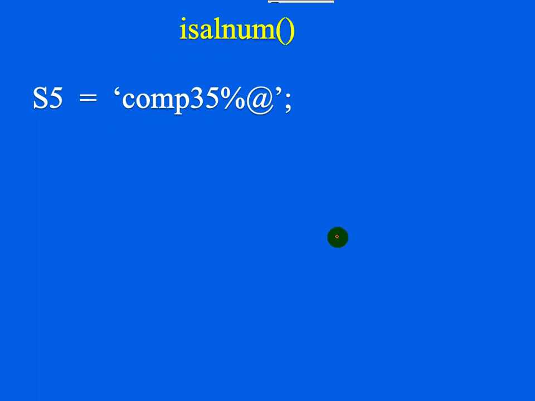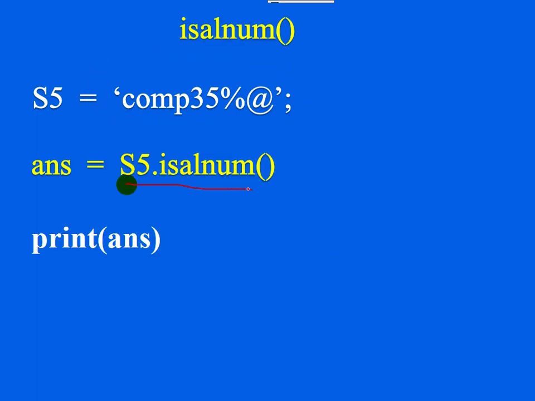So if I write s5 dot isalnum, what answer does the function return? The function returns false, because special symbols are there. So this string does not contain alphabets and numbers only, because special symbols are also coming. So the answer returned is false.